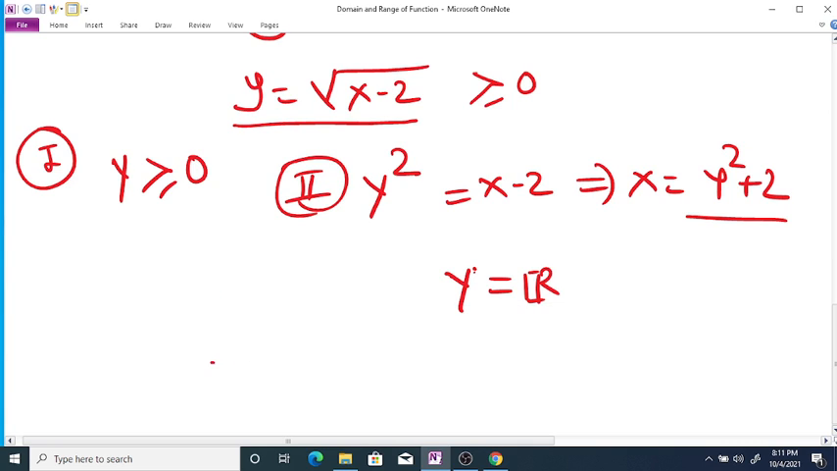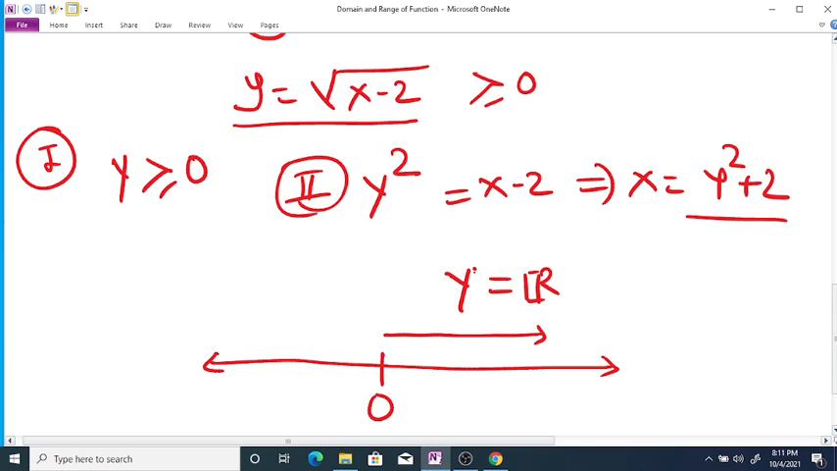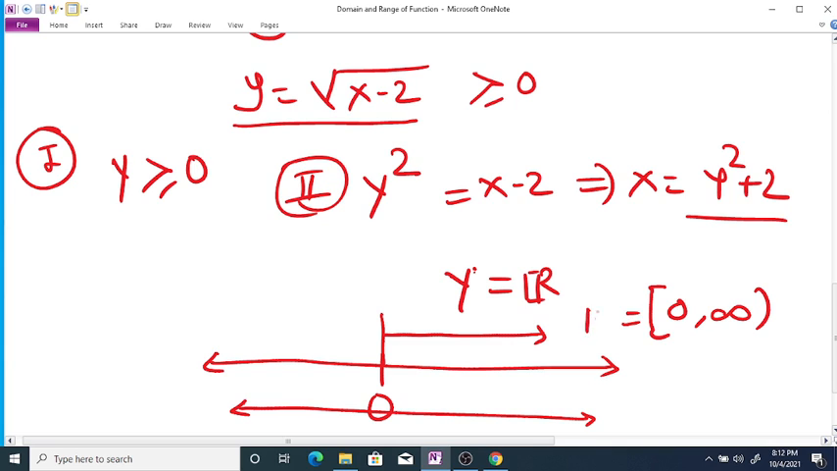Now if you take the intersection of these two solutions, the first is y greater than or equal to 0, and second is the whole real line, and therefore the intersection of these two solutions is 0 to infinity, and therefore the range of the given real valued function is 0 to infinity.